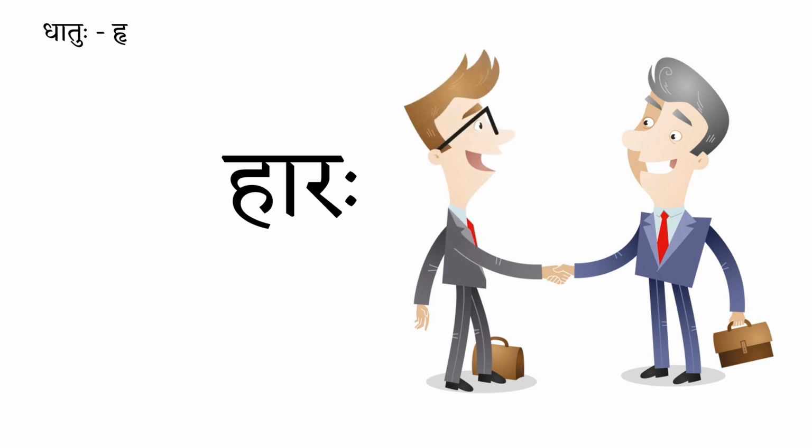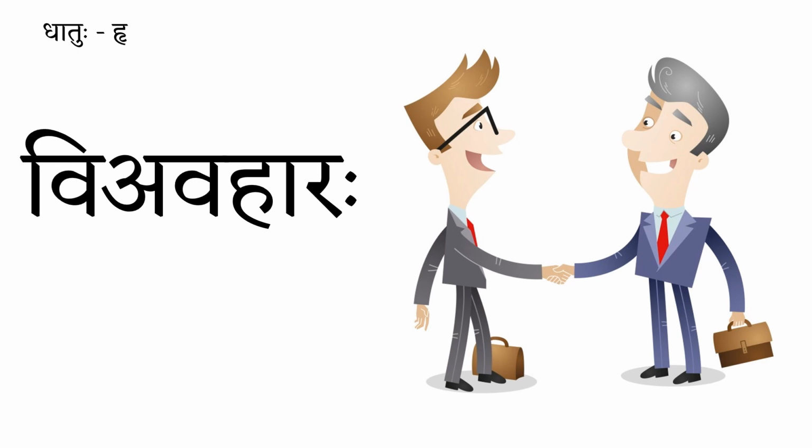Those are some of the examples we saw of adding upasargas to the word haraha. But there could be words where a word can have more than one upasarga. So one of the examples here is haraha. With that adding the ava upasarga, it becomes avaharaha. Now that is one upasarga. Now we add another upasarga called vi. So there are two upasargas here, vi and ava.